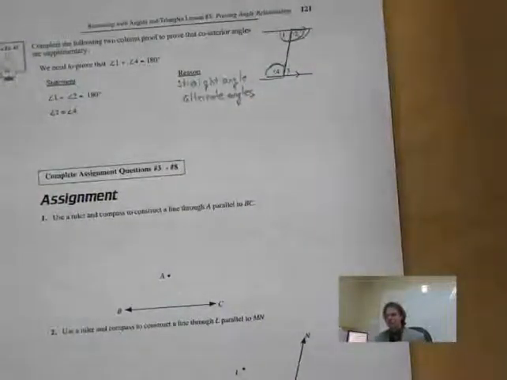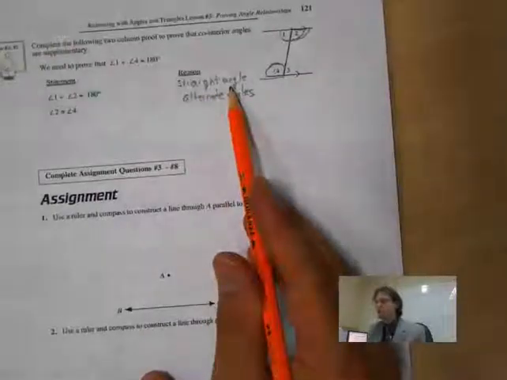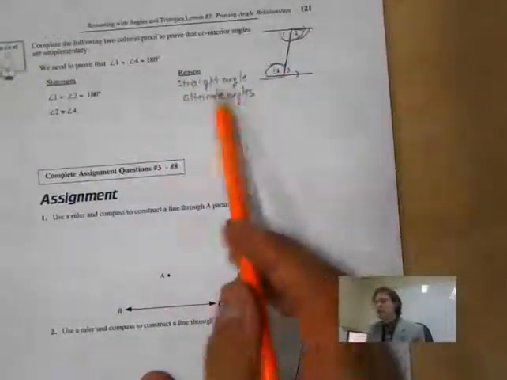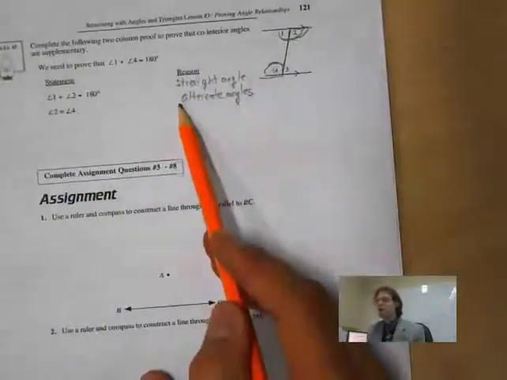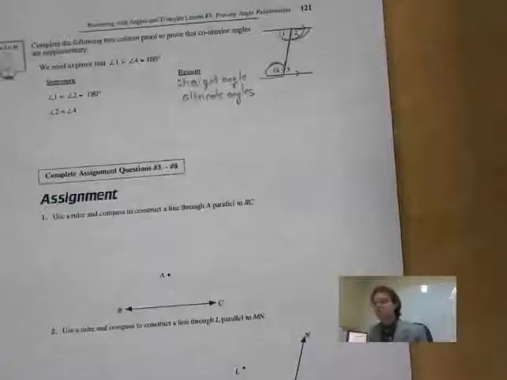Okay? And then this is the proof. We know that they're supplementary because they make a straight angle, a straight line. And this here is alternate angles. Okay, that's how we know they're equal.